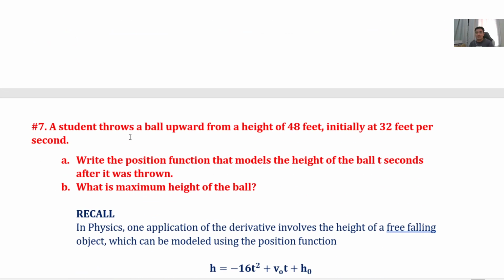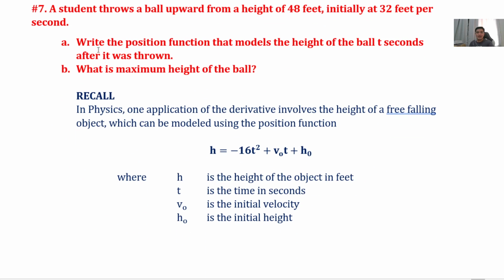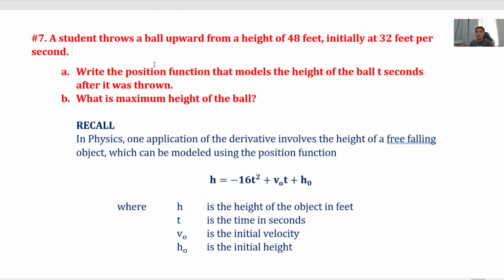The next problem is related to physics. A student throws a ball upward from a height of 48 feet, initially at 32 feet per second. So that is physics. We're going to apply this concept of maxima and minima for that number 7.